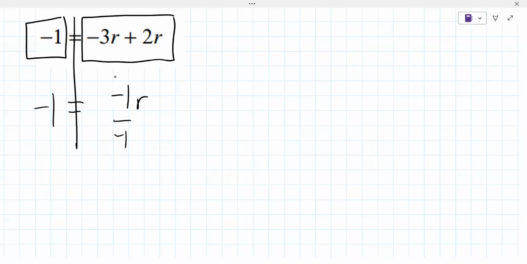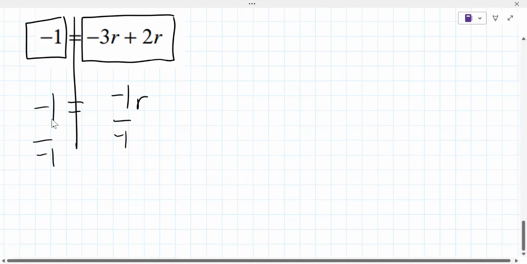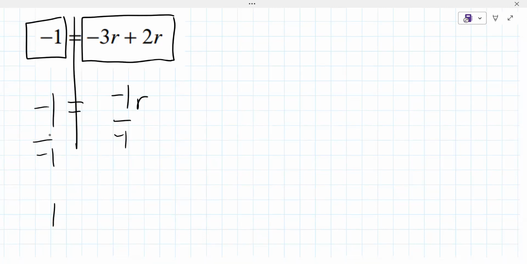Yes. So, it would all cancel out, wouldn't it? Well, yeah, when it's the same on the top and bottom, that's 1. Oh, so it would just be 1 equals r. Yes.